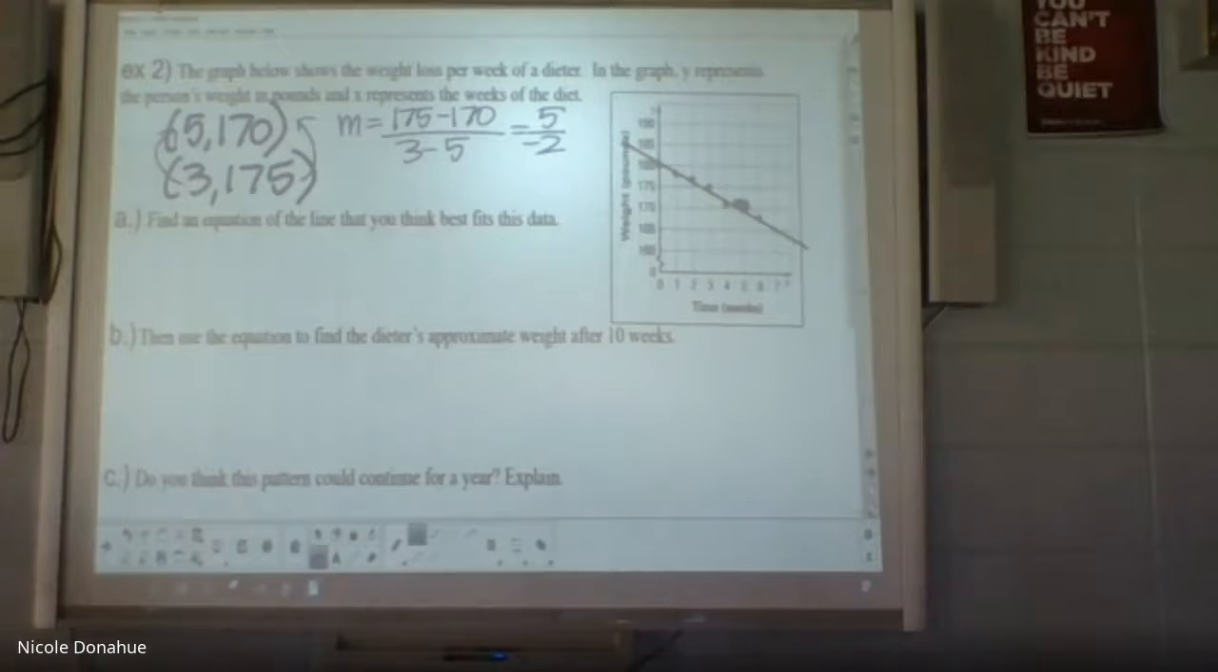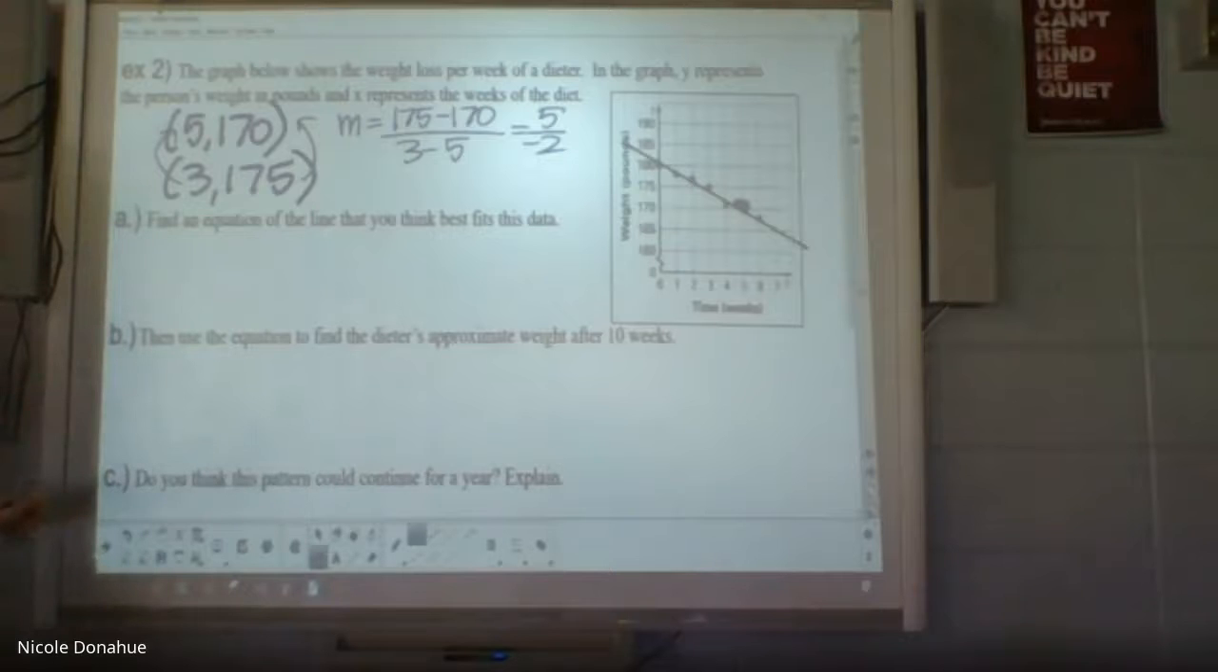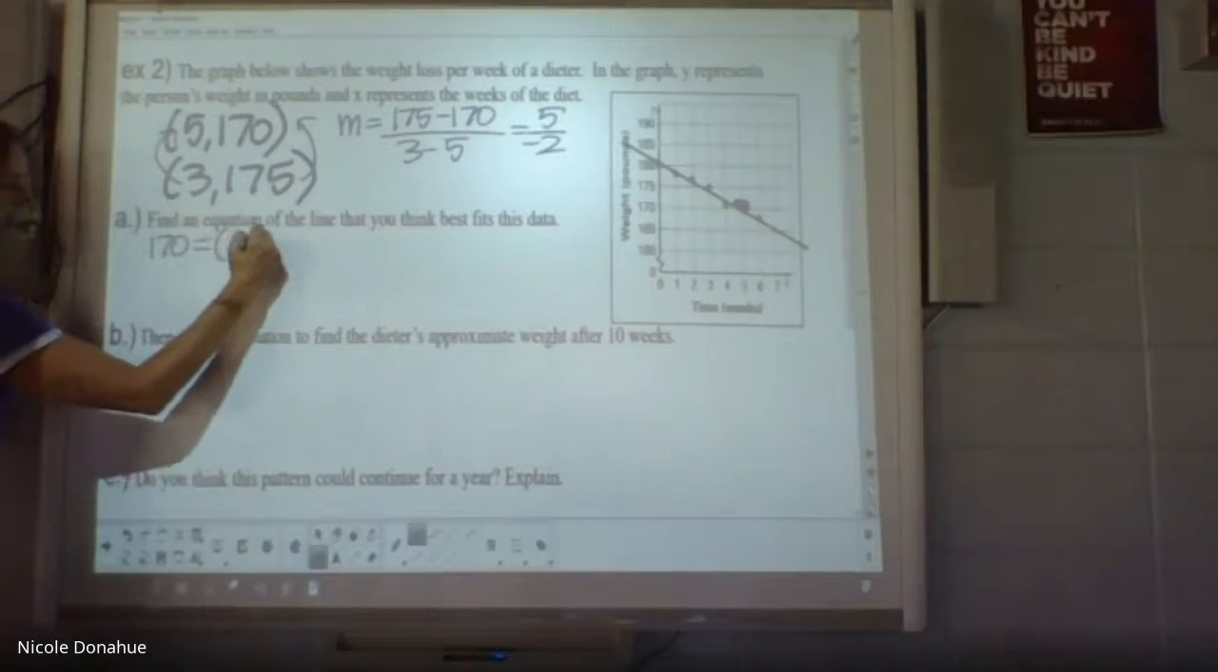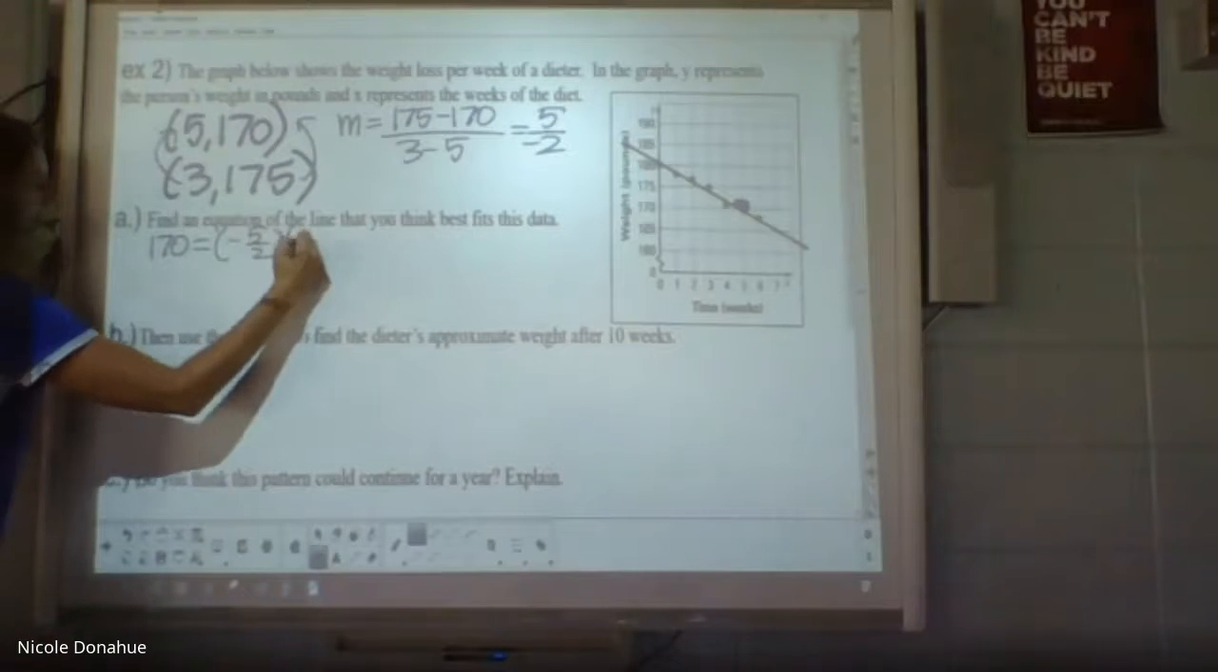We need to now find the b. So we're going to put this information with our slope to find our b. So which point do you want to use? 170? Yeah. Okay. 170 equals negative 5 halves times 5 plus b.